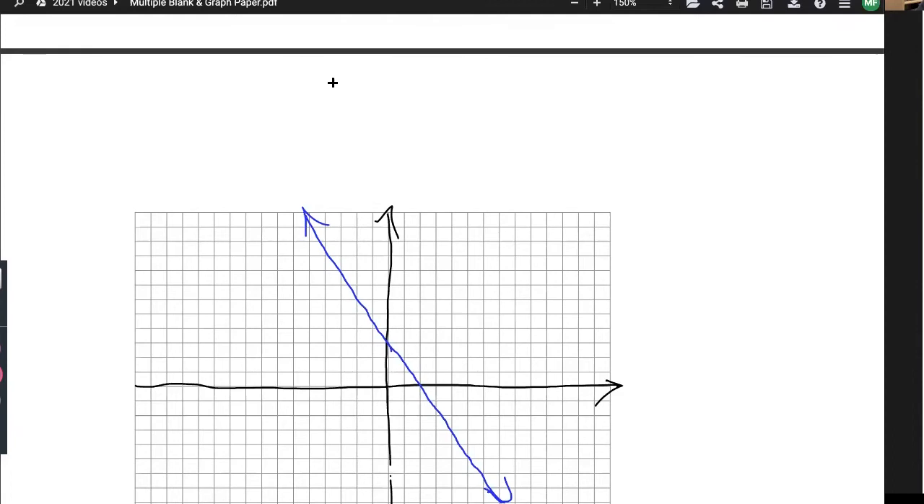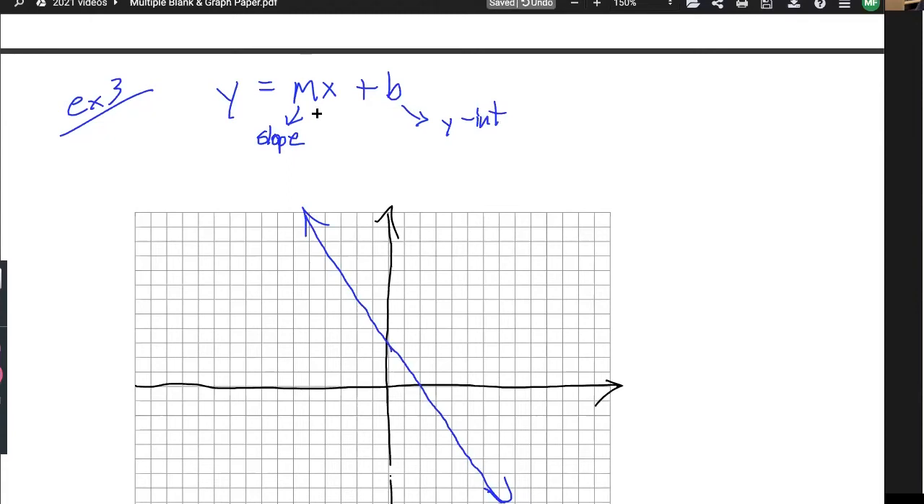Okay, so I want to figure out the equation of this line. So the first thing you should do is write our form with m and b. So mx plus b. Remember, this m stands for slope, and this b stands for y-intercept. Remember, the y-intercept is where it crosses the y-axis. So where does this line cross the y-axis? It looks like right there. So y-intercept equals 3, positive 3.